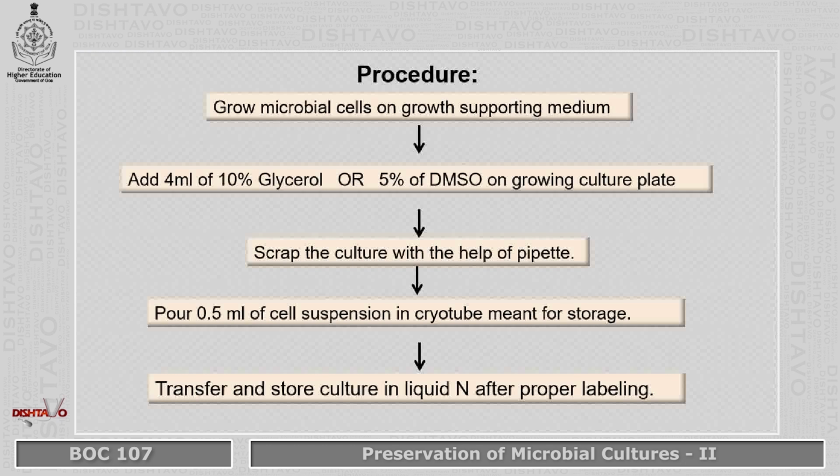This is the procedure. Grow microbial cells on growth supporting medium. Add 4 ml of glycerol or 5% of dimethyl sulfoxide on the growing culture plate. Scrape the culture with the help of a pipette. Pour 0.5 ml cell suspension in a cryotube, which is meant for storage. Then you have to transfer and store the culture in liquid nitrogen after proper labeling.